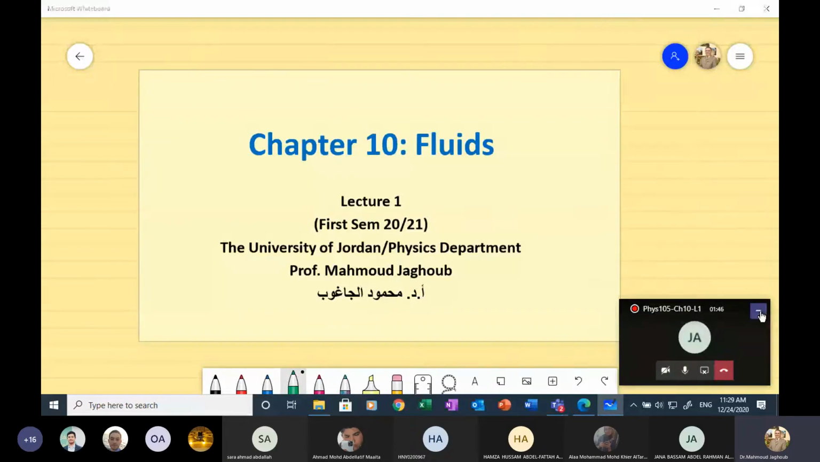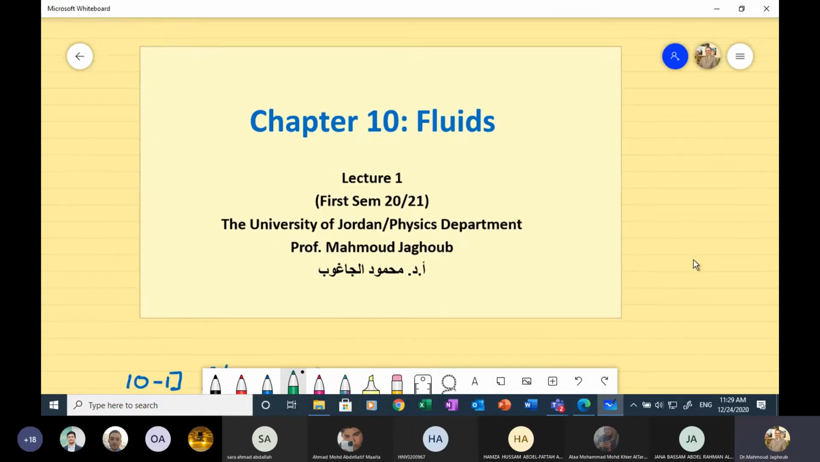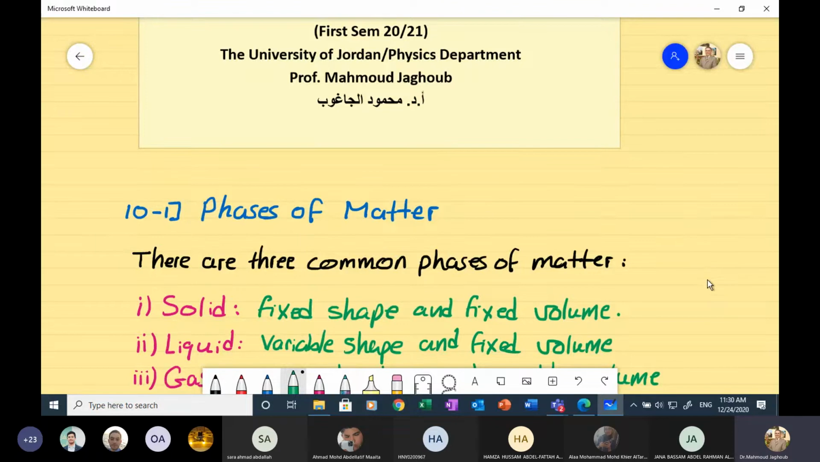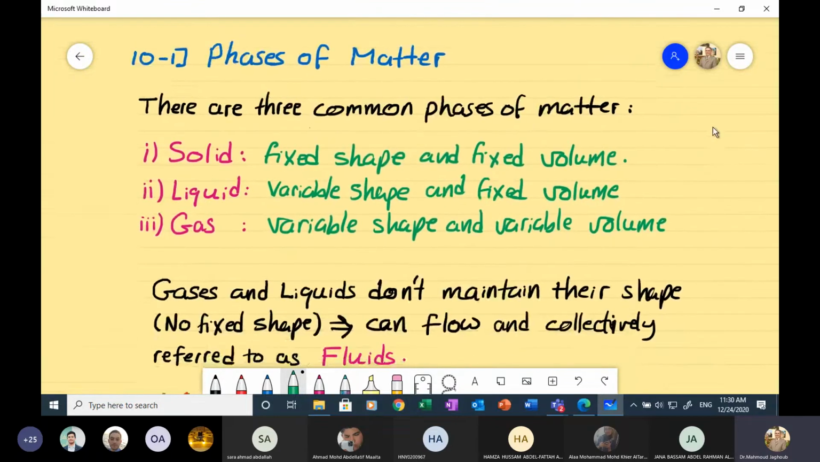Today we will start a new chapter, which is chapter 10, the one we left and did radiation, and we'll come back to it now. رح نرجع له اللي هو الفلويدز الموائع. And this will be our lecture today, and we will start with section 1 of this chapter, which is phases of matter. Phases of matter يعني أطوار المادة.